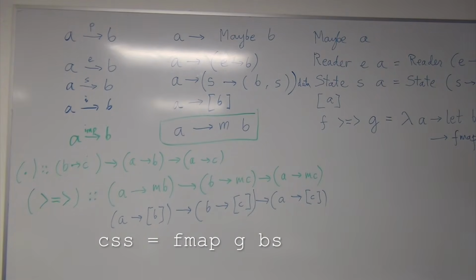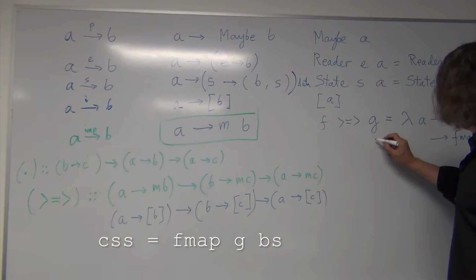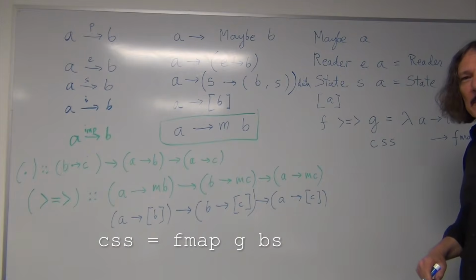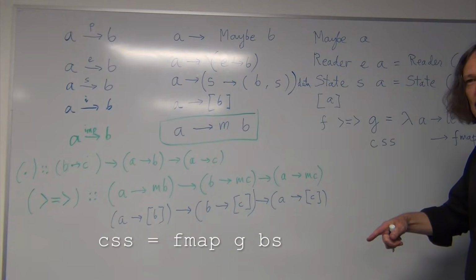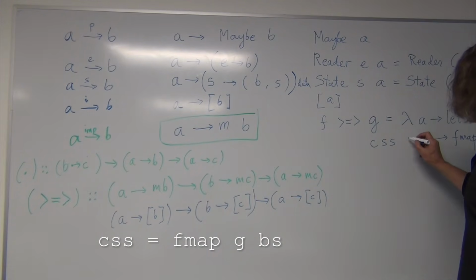So what's happening with this? Each G produces a list of C's, right? We're applying it to a whole list of B's, so each B inside these B's will be turned into C's. So it will be a list of C's. I'll call it CSS, double plural, because this is a list of lists. Okay? So CZs.